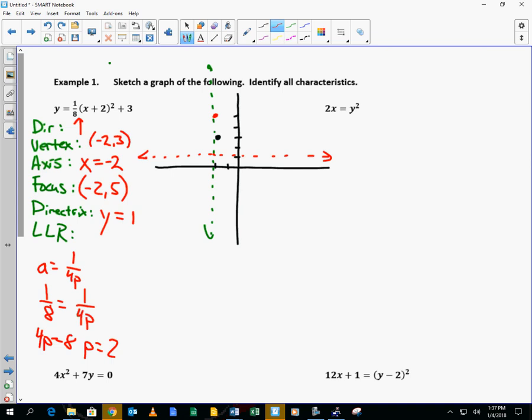Length of the latus rectum: absolute value of 4 times p, which is 8. That means that segment is 8 units. It reaches from one side of the parabola over to the other, and it goes through the focus. So what I do is 4 units on one side and 4 units on the other side. So I have 1, 2, 3, 4. That's going to be one side of the parabola, 4 units over, and then 1, 2, 3, 4. And I have 4 units on the other side.